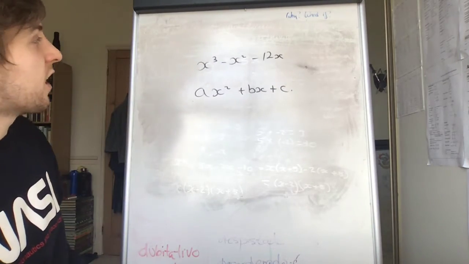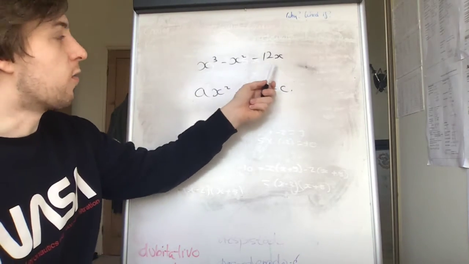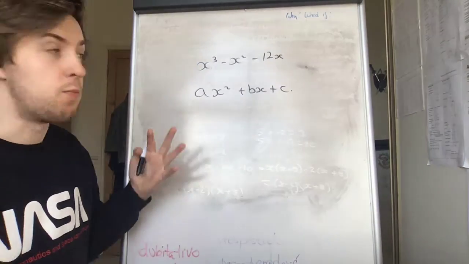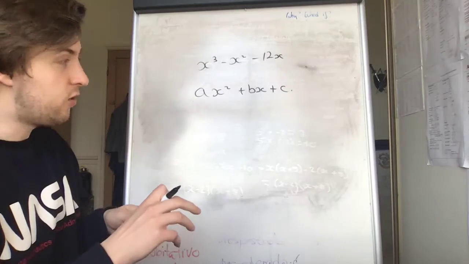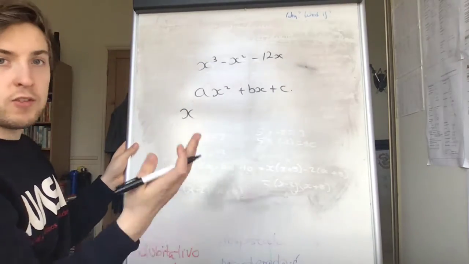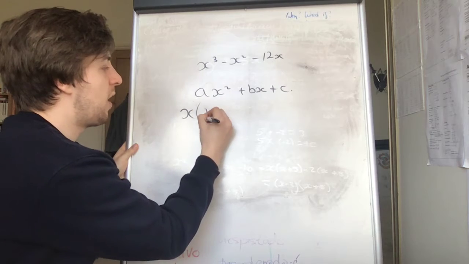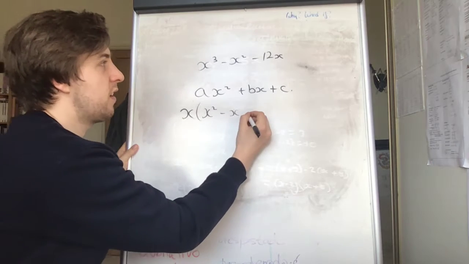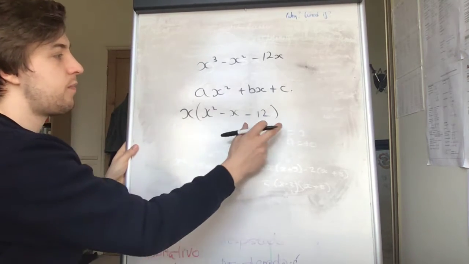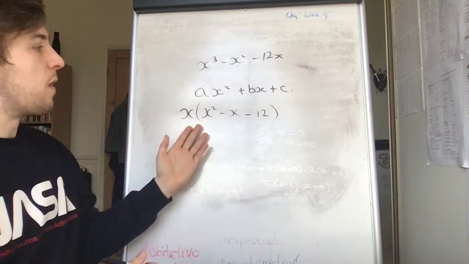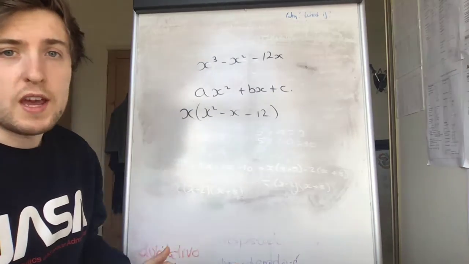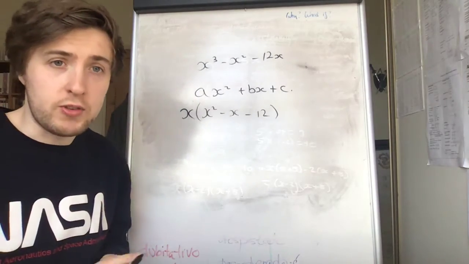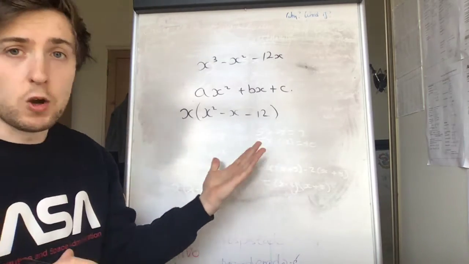Well, I can see that if I took out an x from each term of our expression at the top here, we would get our quadratic expression that we are familiar with. So let's do that. We can take x on the outside, so x comes outside of our brackets, and we know that if we multiply by x squared, we get x cubed, minus x, we get minus x squared, and minus 12, we get minus 12x. So we've got our expression now, and in the middle here, we have got the quadratic expression that we are all familiar with, okay?